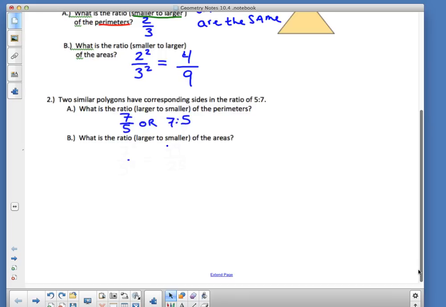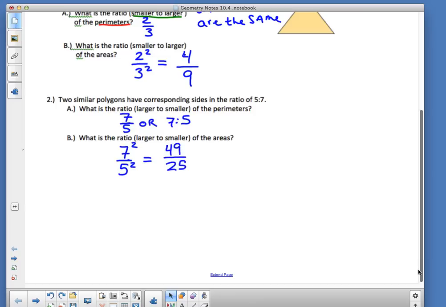Corresponding sides. If there's a bigger number, that's the bigger shape. It's going to be this bigger shape. And that's why understanding corresponding sides was such an important thing in chapter 7, because we're doing it here too. What's the area, larger to smaller? 7 squared to 5 squared, 49 to 25. I'm done. That's the area ratio.